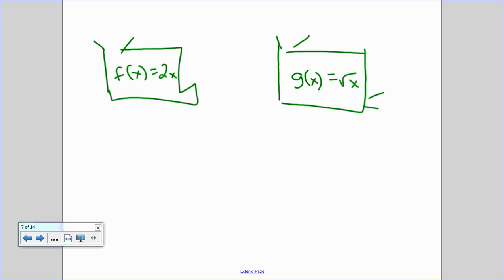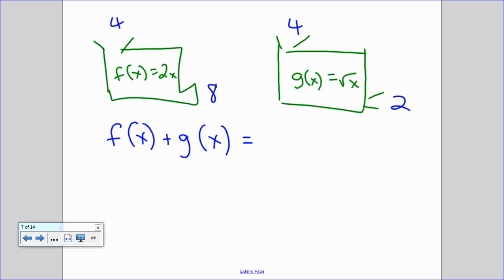So I could do this. I could plug a number into both machines. Let's say that 2 goes into this, and let's do a 4. So 4 goes in and 4 goes in. Out of f, I'll get 8. And out of g, I'll get the square root of 4, which is 2. So I could go f of x plus g of x. What they're asking for is simply this.